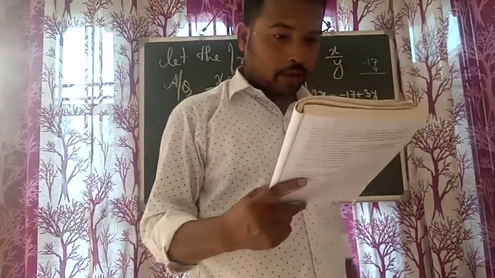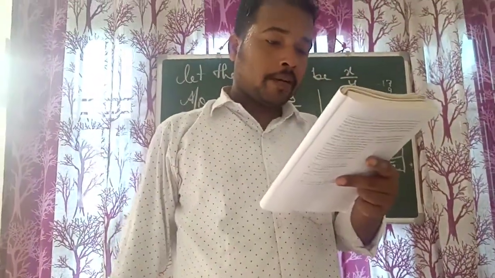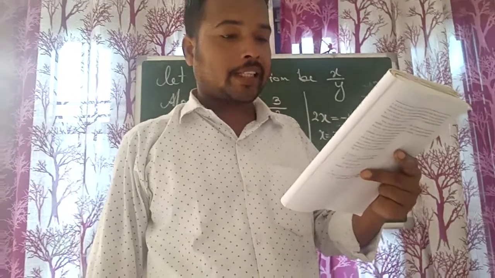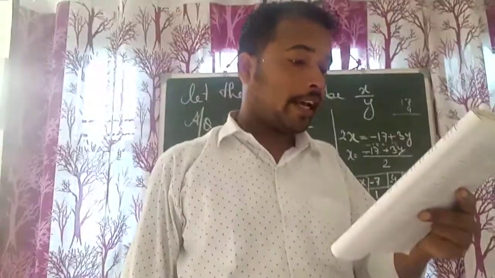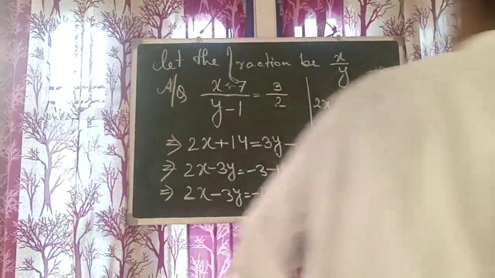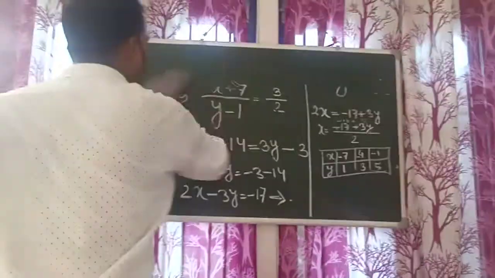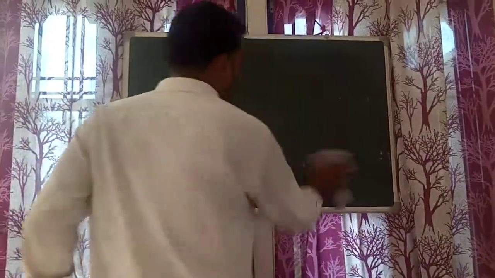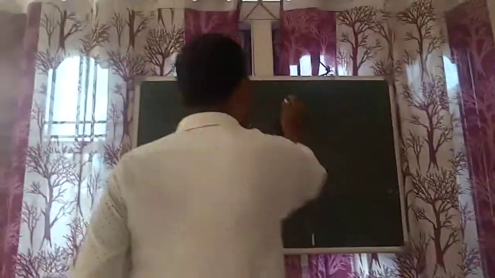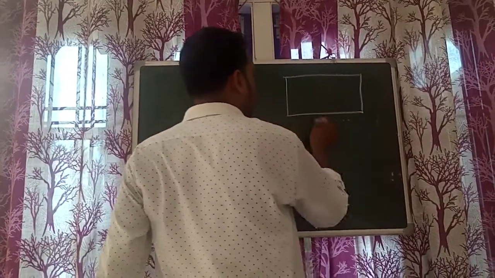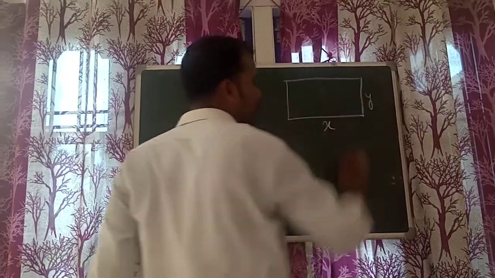Then see the next question. The perimeter of a rectangular plot is 66 meter. Taking its length as x meter and breadth as y meter, write a linear equation. Okay, see here one rectangle is there. This one is for homework only. Just I will show how to do. This is one of the rectangle. Length is x, breadth is y.